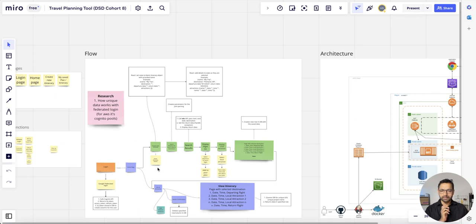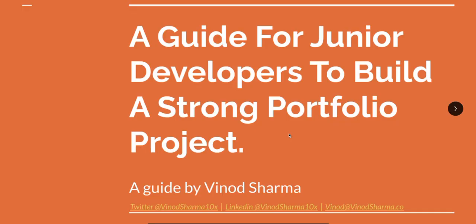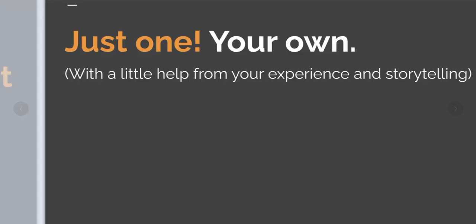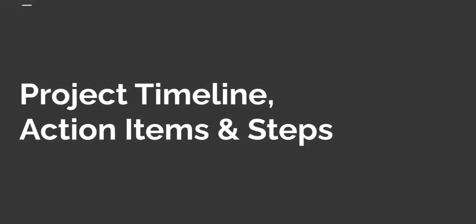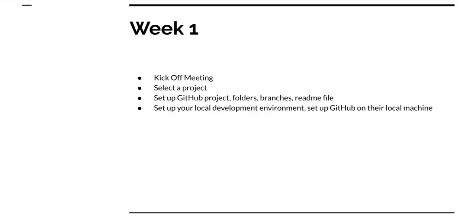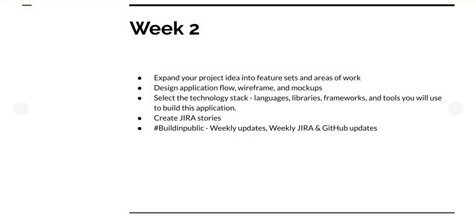I recently shared these steps that anybody can make a project in 6 weeks. So where we are, we have selected a project, we have created the GitHub project and all, local machine setup, and this is where we are.